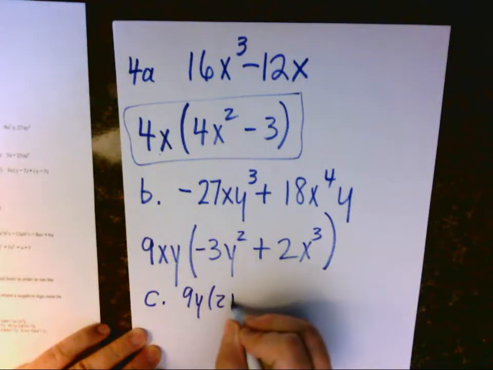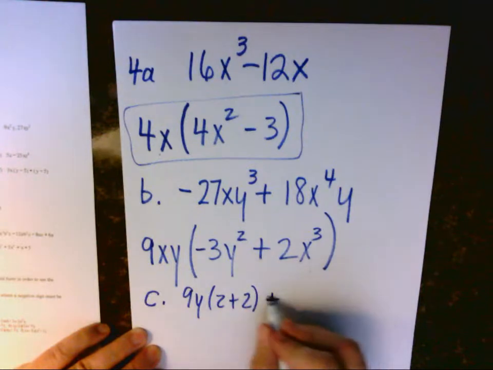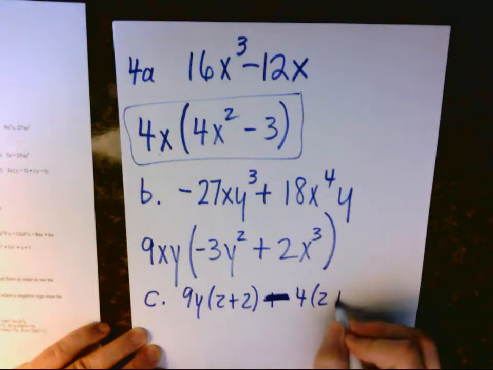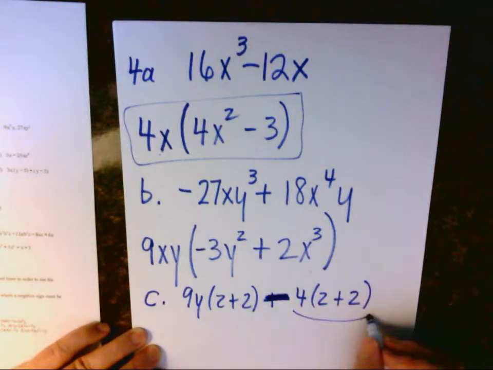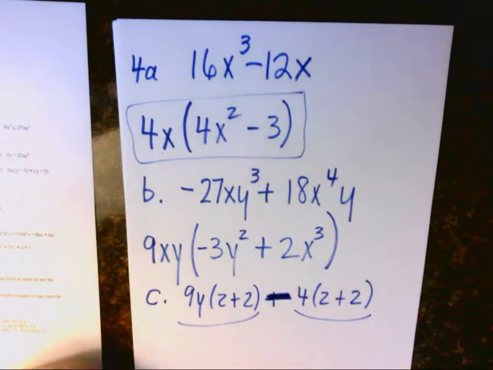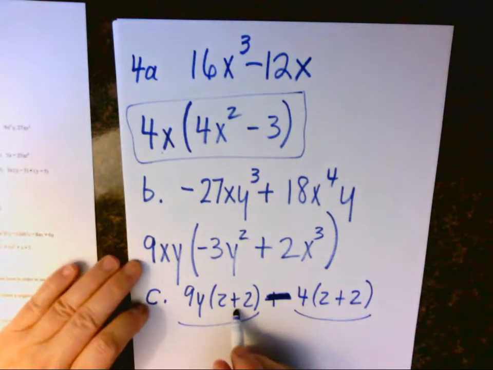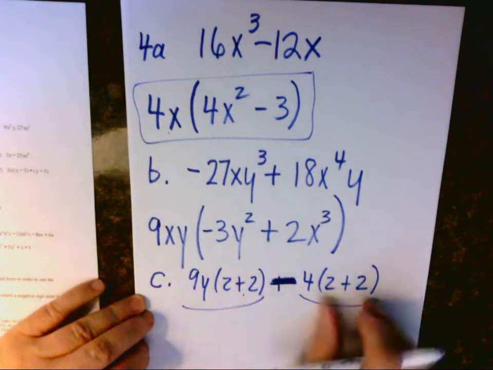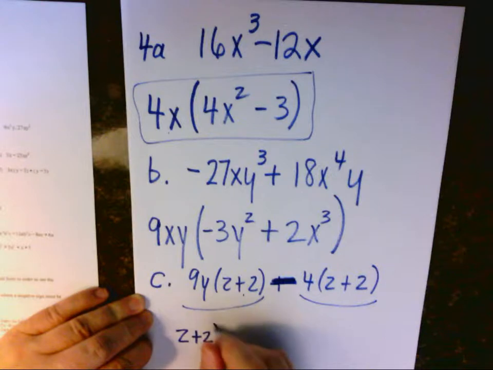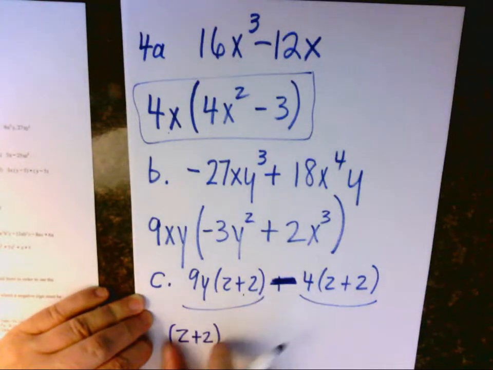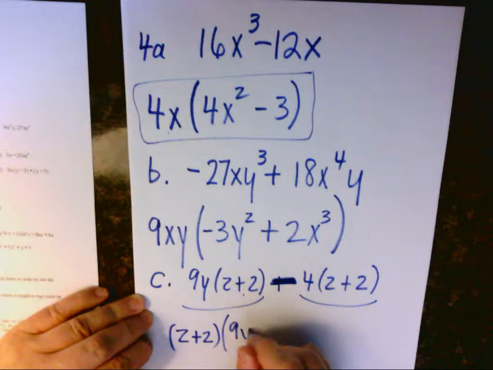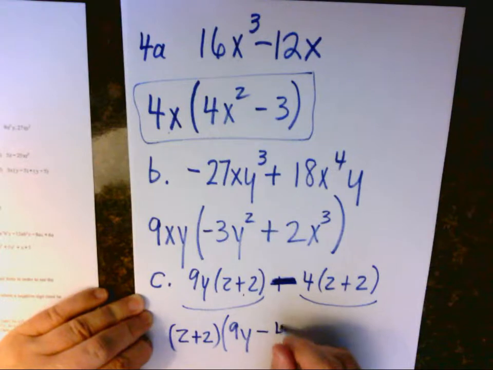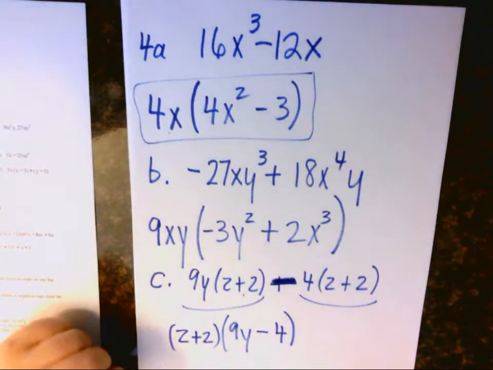9y times z plus 2. And oops, that should be a minus. Minus 4 times z plus 2. Okay, we have this term and this term. They're being subtracted. Two terms. They're ugly, but they're subtracted. They have a common factor. So this is already sort of partway through factoring by grouping. They have a common factor of z plus 2. So when I take this one and I divide out the z plus 2, it leaves me a 9y. I take this one and I divide out the z plus 2, and it leaves me the negative 4. Good.